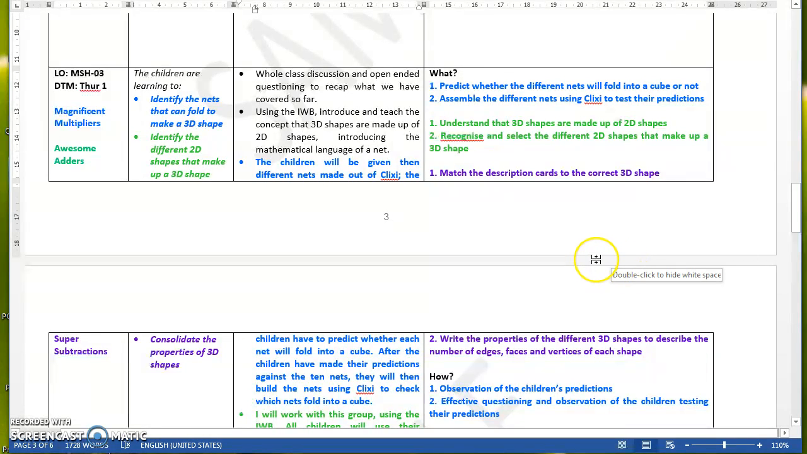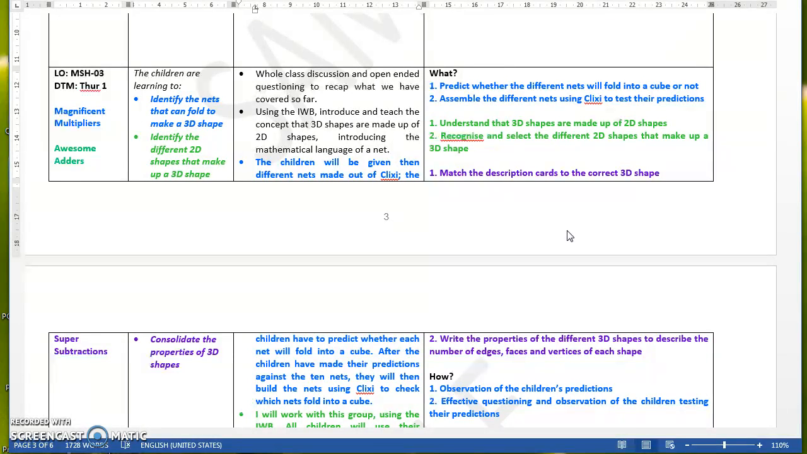So if you're thinking about differentiation where groups are actually engaged in different learning and different activities, then it's worthwhile thinking about how you show that on your plan. So again, you might want to colour code it, you might want to think about it in terms of writing the group name.